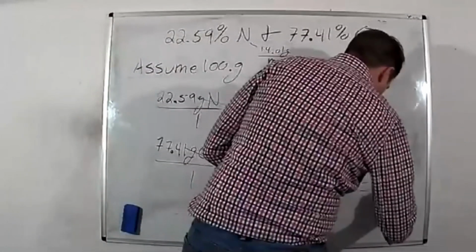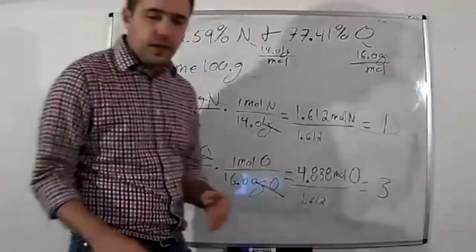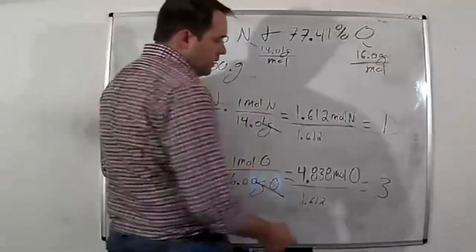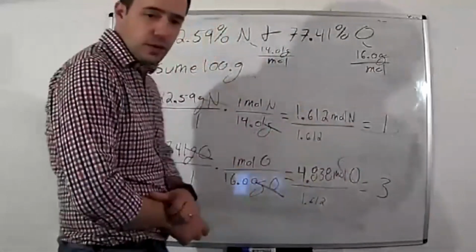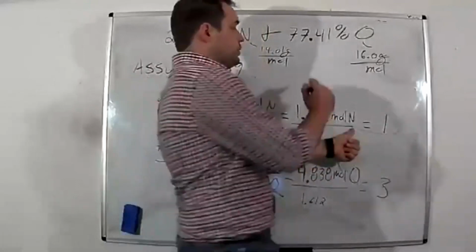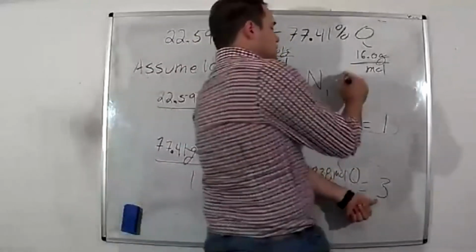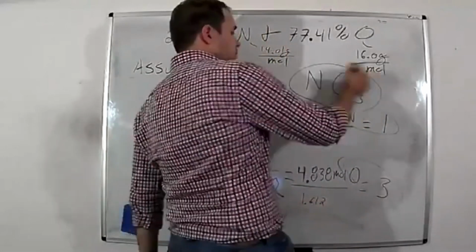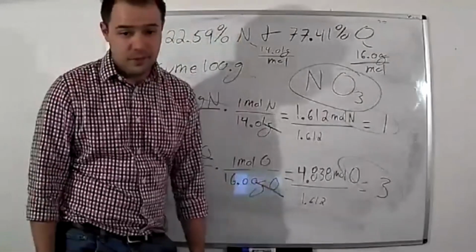That's 3. Now, sig figs don't matter in these problems because at the end of the day, you want whole numbers. Because what you're trying to figure out is the ratio of nitrogen to oxygen and oxygen to nitrogen. Here's what we just figured out. There's 1 nitrogen for every 3 oxygens. Now, we usually don't write ones. That's my empirical formula. That's some CSI stuff, man.